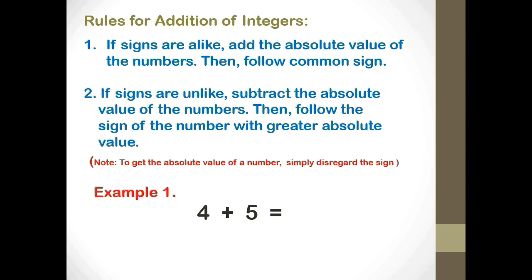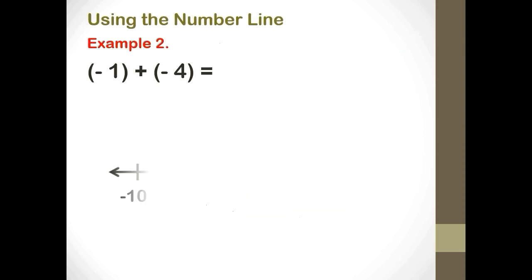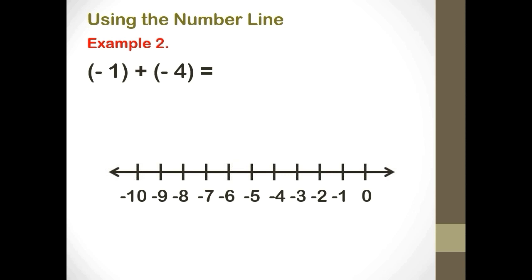Now, in our example, both numbers have the same sign. We apply the first rule. We add 4 plus 5, we have 9. And since the numbers have the same sign, we simply have to follow their common sign, which is positive. Therefore, our answer is positive 9. Now let us have our second example.